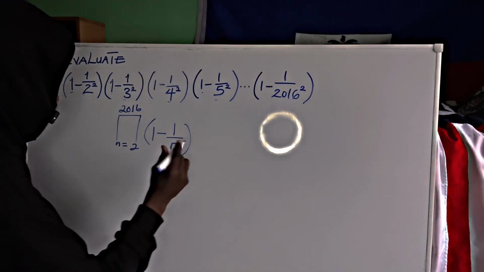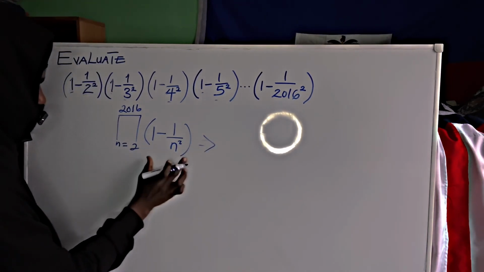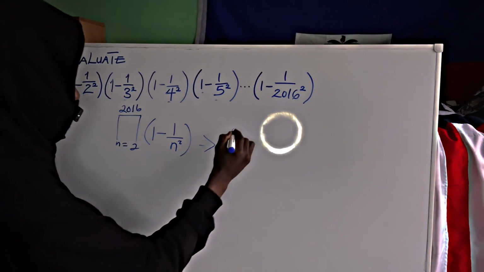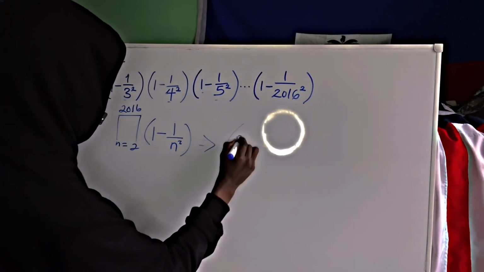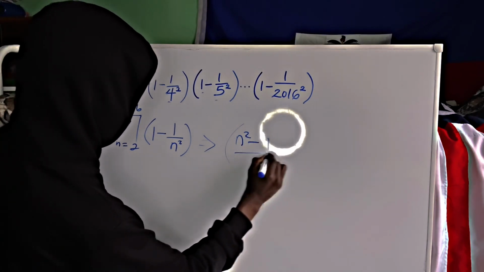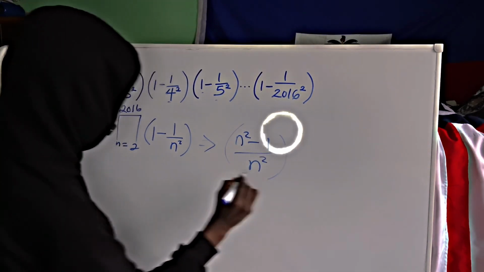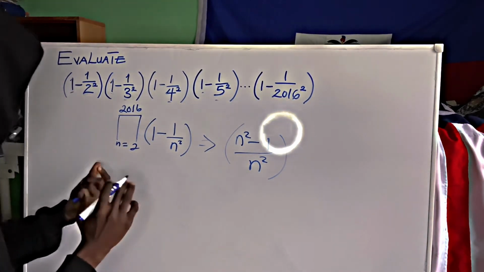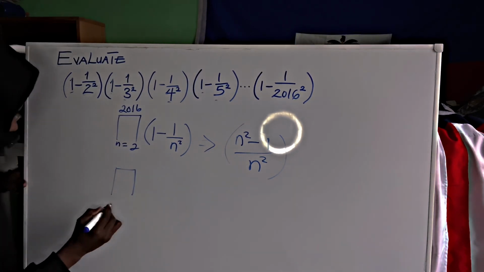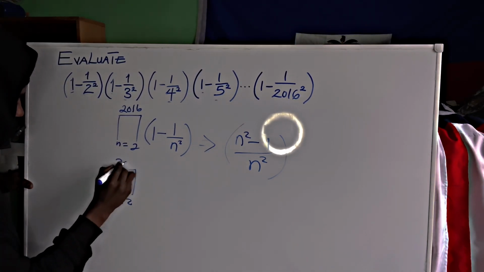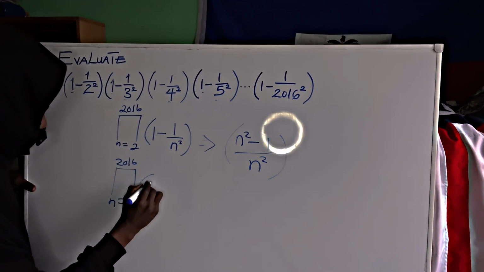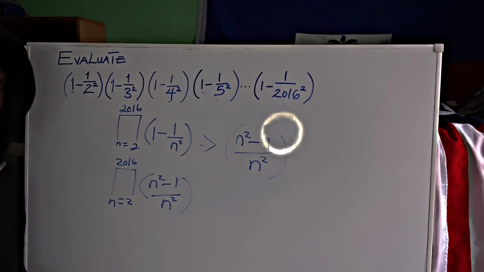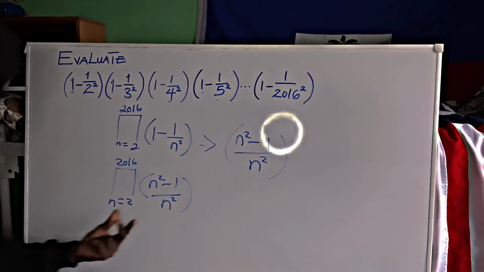Now let's dive in, guys. For this, we can multiply and find a common denominator, that is, (n² − 1) all over n². For the inner part, this is what we will have. Expressing it in the product, we have the product from n equals 2 to 2016 of (n² − 1)/n². Are we following, guys? So this becomes very simple.